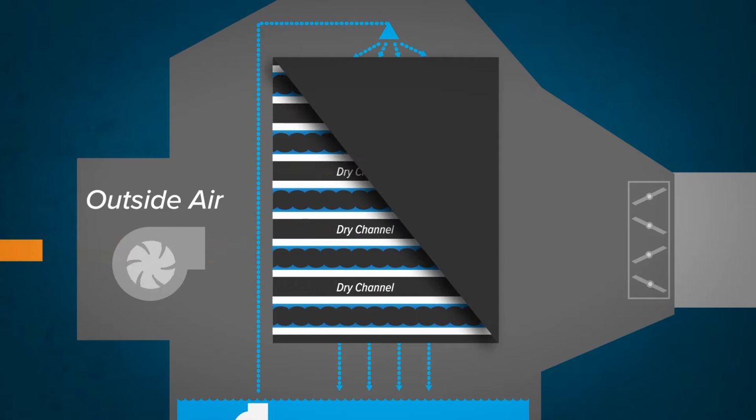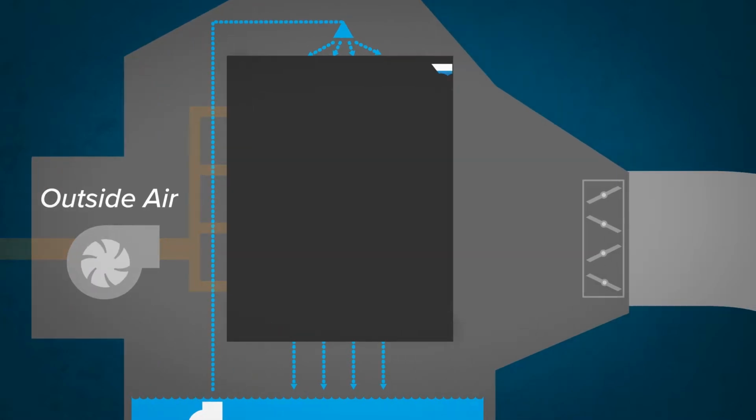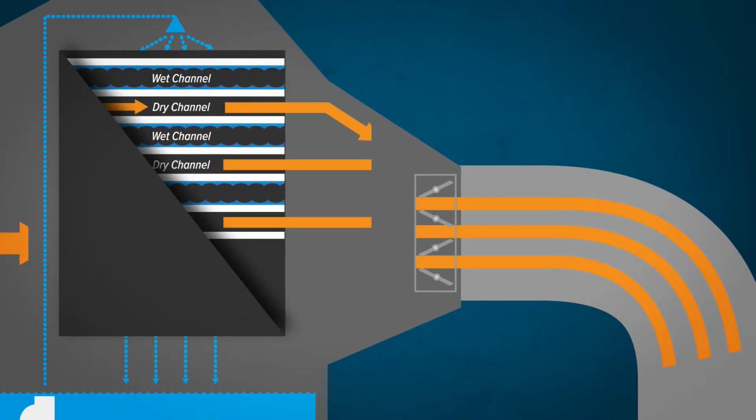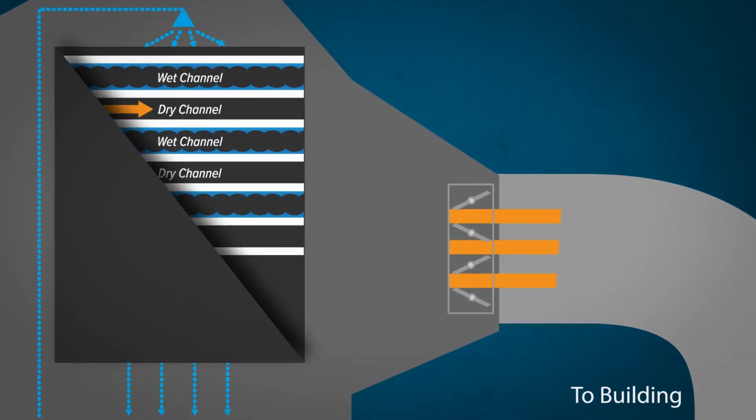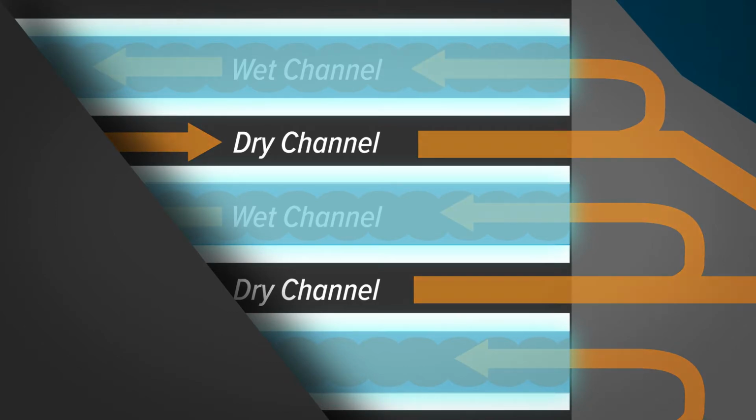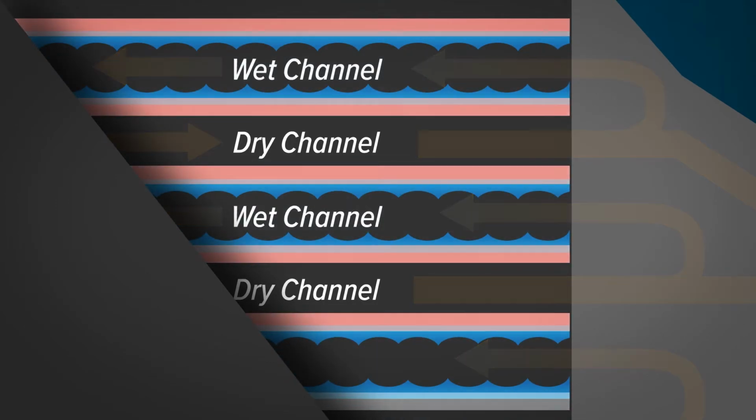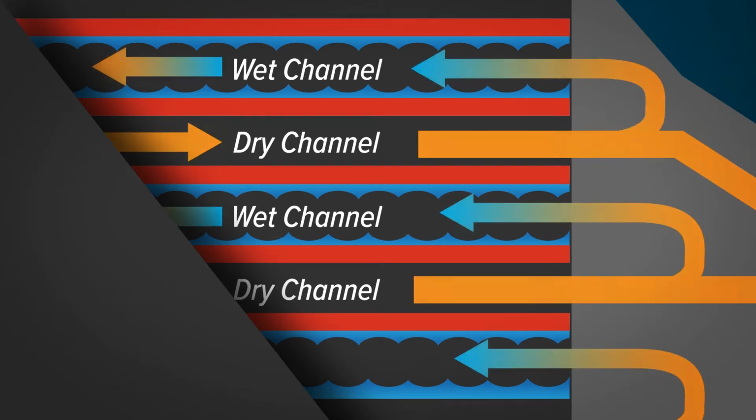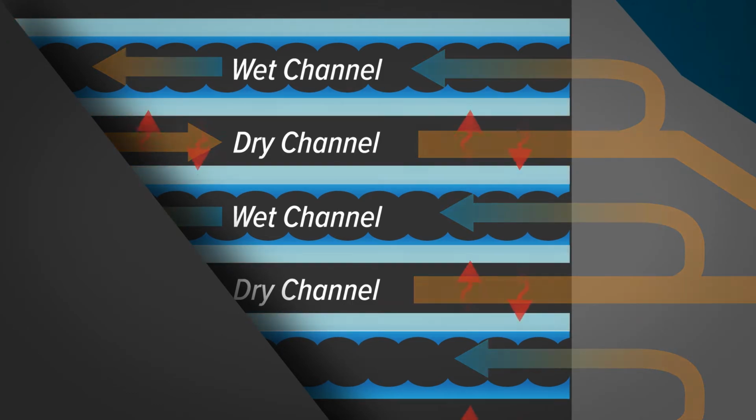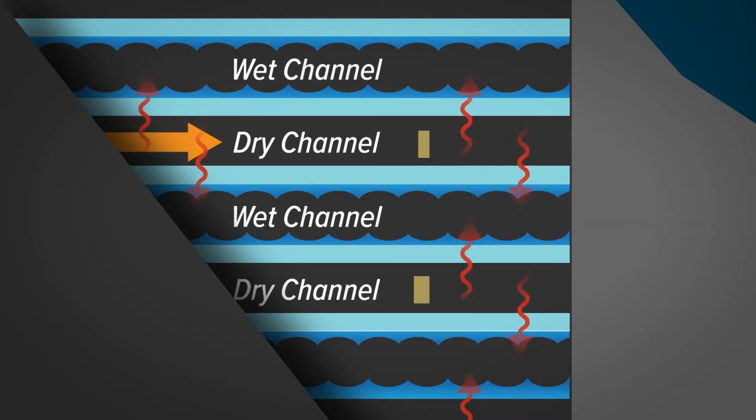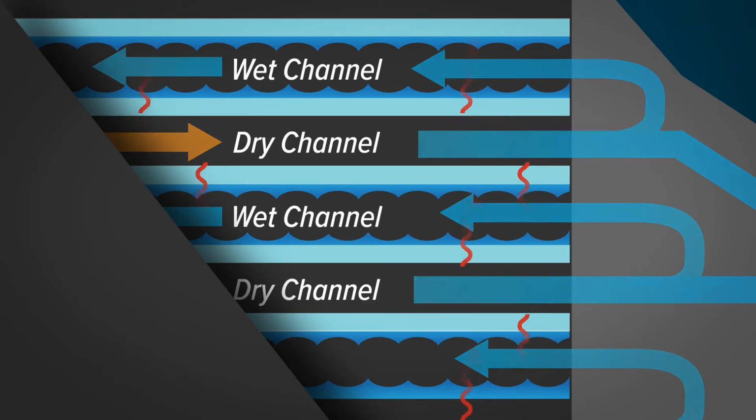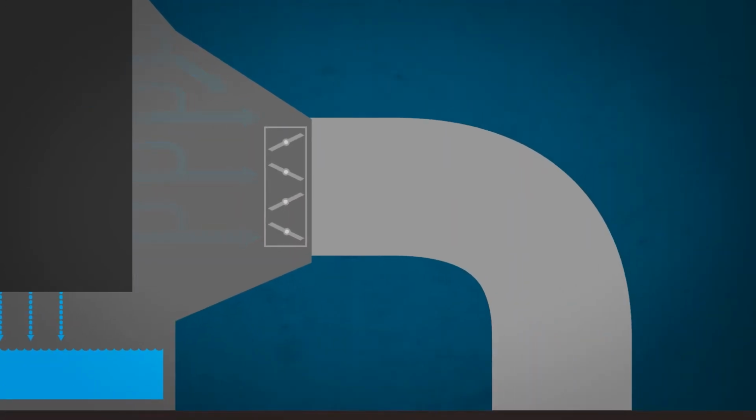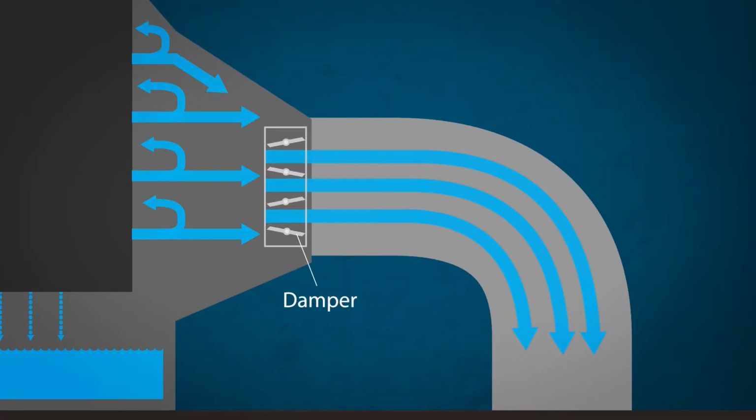Hot outdoor air enters the dry channels of the heat exchanger through a high-efficiency fan. After air passes through the dry channels, a portion of the air is supplied to the building and the rest returns through the wet channels. This is where the evaporative cooling process takes place. The evaporative process cools the wet channel walls. As these walls cool, they absorb heat from the dry channel air, cooling the air delivered to the building. The portion of air supplied to the building is controlled by a damper that is set for the specific application.